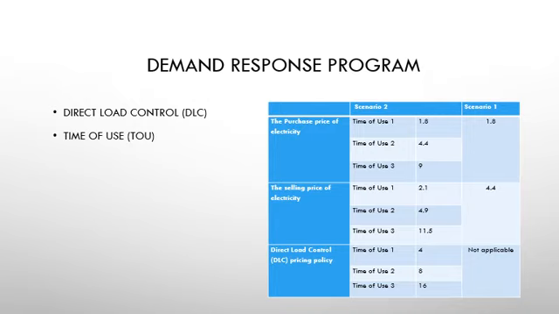DLC, I mean direct load control, is a program in which the consumer receives some payment from the utility for allowing the utility grid to control the operation of some equipment during peak hours of the day, and also peak hours in the season.